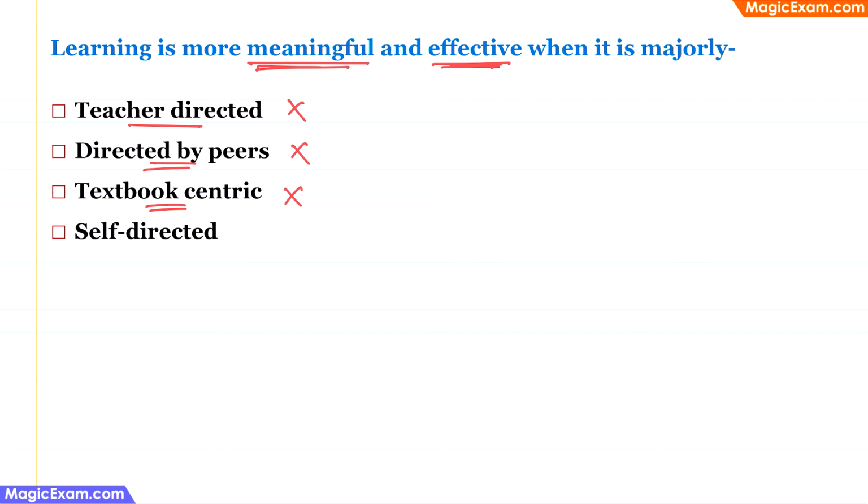Whereas the last one says self-directed. So self-directed is where you are doing something out of your own interest, where the motivation is coming internally, that is intrinsic motivation. So if you are doing something out of your own interest, then it will be a lot more meaningful and effective. Therefore, whether it is adults or children, if the learning is self-directed, it will be a lot more meaningful and effective.